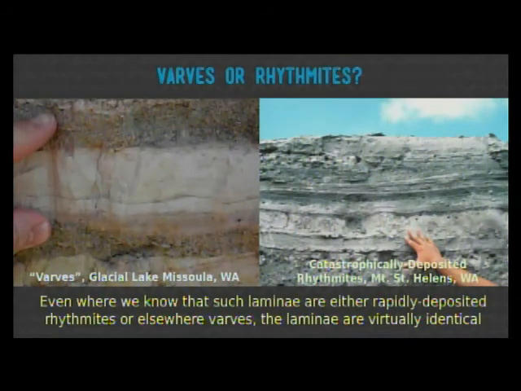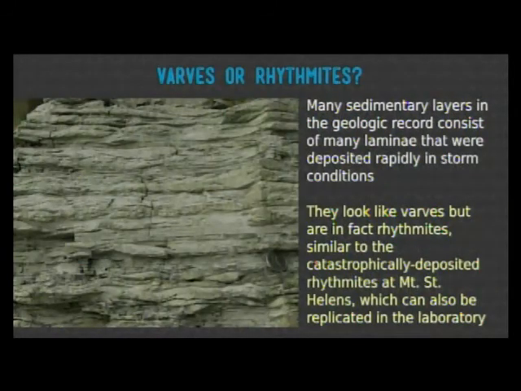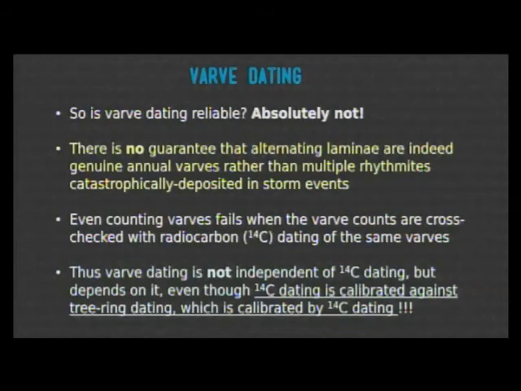Coarse grain layers and fine grain layers. So, many sedimentary layers in the geologic record consist of these laminae that may well have been deposited rapidly in storm conditions. They might look like varves, but are in fact rhythmites similar to the catastrophically deposited rhythmites at Mount St Helens, which can also be replicated in the laboratory. Well, let's sum up. So is varve dating reliable? Absolutely not.